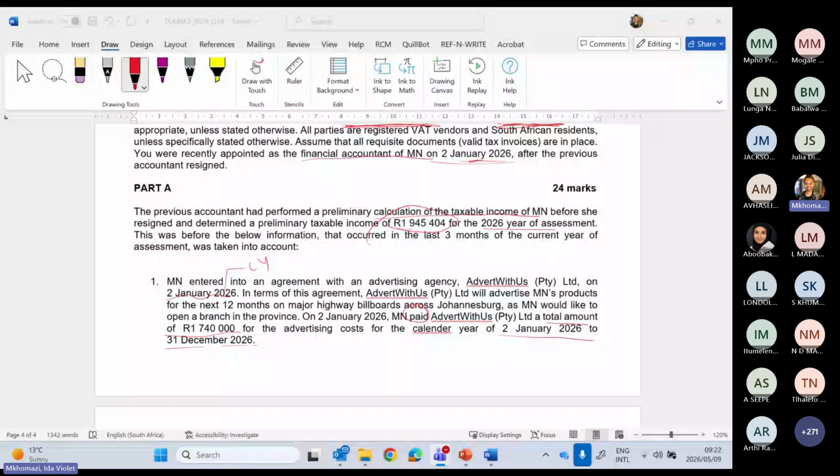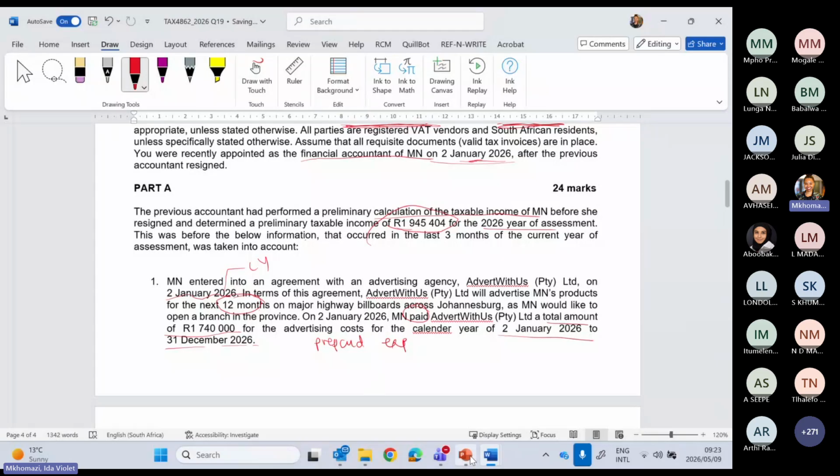We do have a prepaid expense because they told us that MN entered into an agreement where they paid 1.7 million for the next 12 months, right? And since we know that their year of assessment ends on the 31st of March, it means that they have paid in advance, right? They decided to pay the full advertising cost on the 2nd of Jan 2026. And therefore, we do have a prepaid expense.